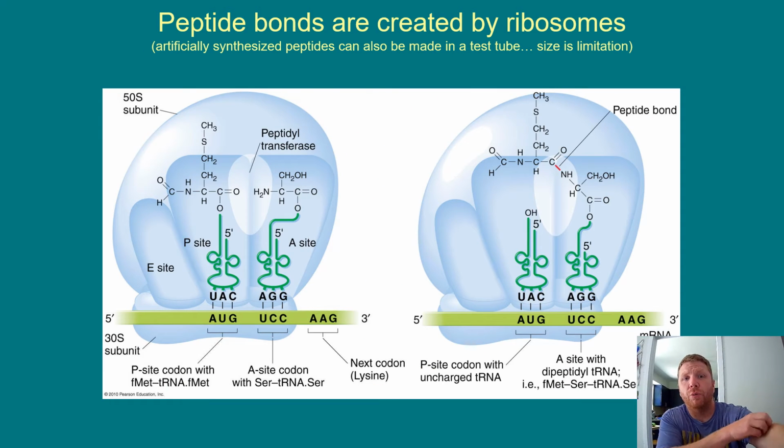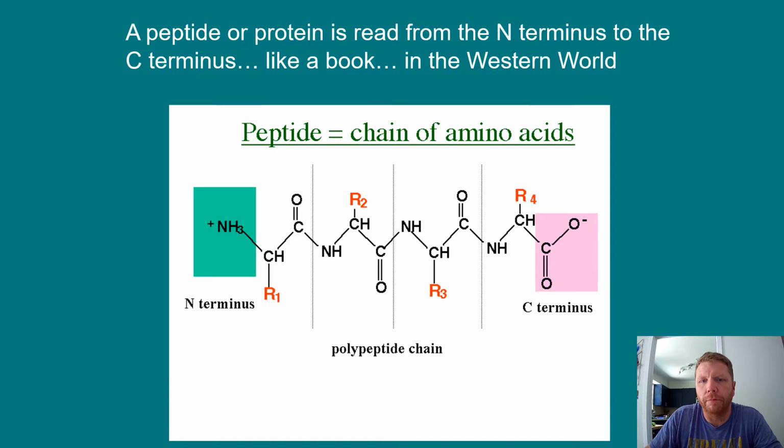Now, peptide bonds are created within a living cell by ribosomes. Artificially synthesized peptides can also be made, however, you have some limitations on the size of that molecule. In terms of synthesis of proteins within a cell, this is effectively what you're looking at. An enzyme known as peptidyl transferase is going to take those N and C termini of respective amino acids and form that peptide bond.